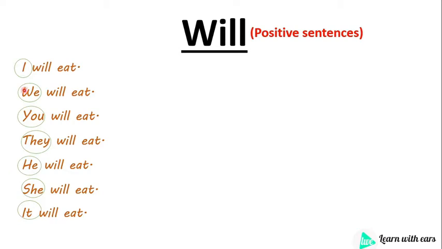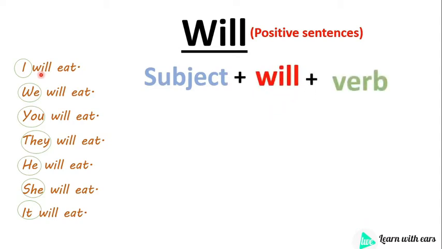These are subjects. If you want to learn more about subject and object pronouns, you can click here and watch the video or you can get the link in the description box. So here, to make positive sentences, we are using subject, will, and verb. I is a subject, will we are using here, and eat is a verb, right? I, we, you, they, he, she, it, these are subjects, then will, and then verb.